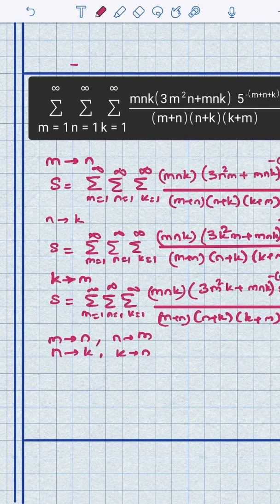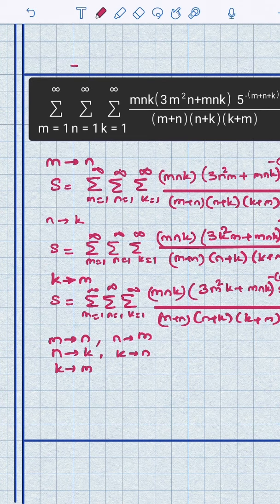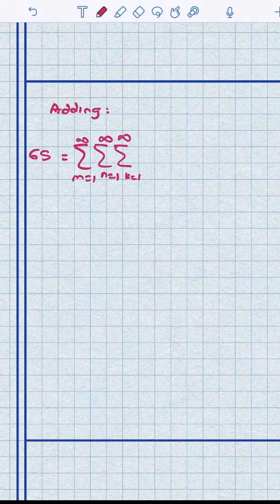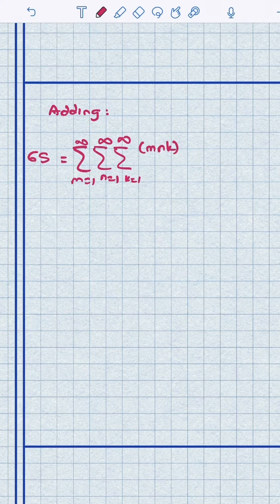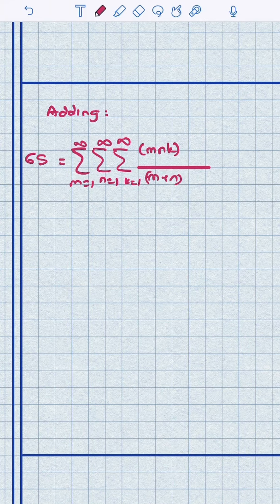There will be 6 combinations where m is replaced by n, n is replaced by m. Similarly, when n is replaced by k, k is replaced by n, and k is replaced by m and m is replaced by k. So total 6 summations will be there. If I add all these 6 expressions, I will get 6S is equal to, m and k will remain the same. There will be no change. It will be common. The denominator also remains the same.